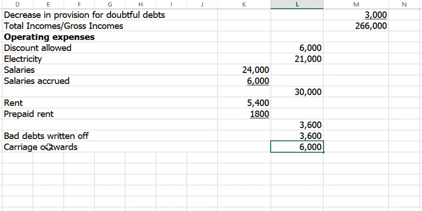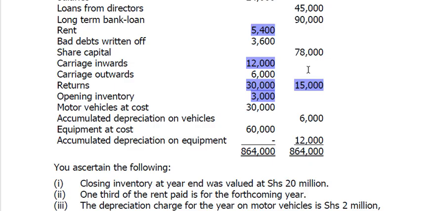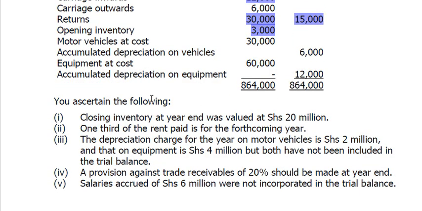From the carriage outwards, of course, you have to talk about the depreciation that has been given in the additional information. The depreciation charge for the year on the motor vehicles is 2 millions, and that of the equipment is 4 millions. That is your depreciation.